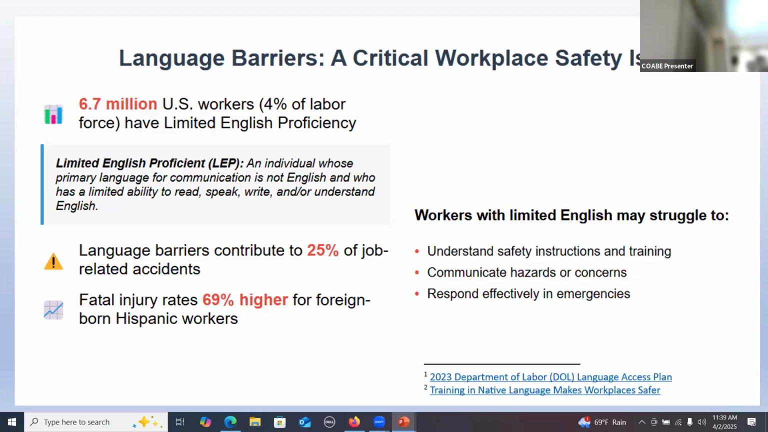So that just goes to show you that language education is so important, not just for communication, not just for thriving in society, but as a basic safety measure in the workplace. Workers with limited English may struggle to understand safety instructions and training, communicate hazards or concerns, and respond effectively in emergencies.